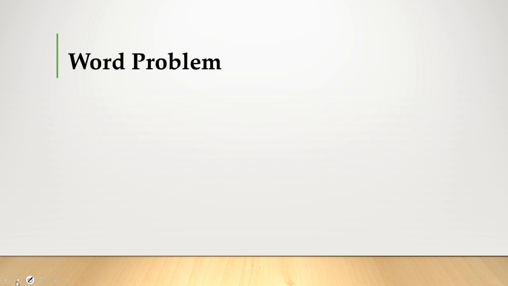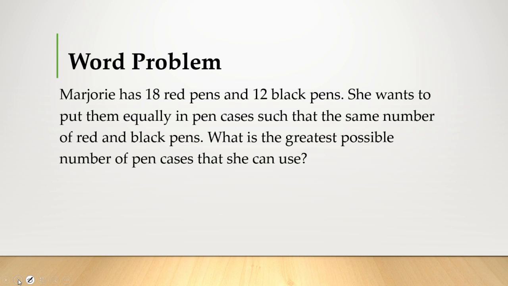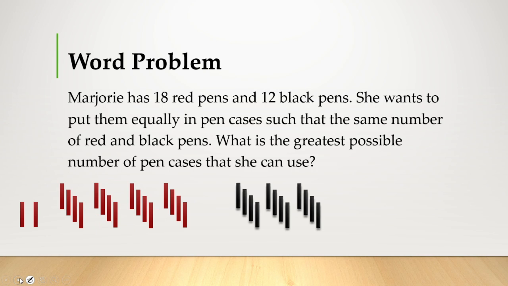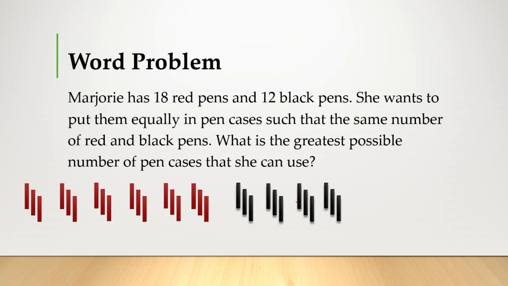Okay? So, let's have a word problem. Yung kanina, let's go back. Marjorie has 18 red pen and 12 black pen. So, if we have 18 red and 12 black, what's the greatest possible number of pen cases that she can use? So, let us separate now. So, pag 4 by 4, sobra. May sobra tayong dalawa. So, pag ginawa natin 3 by 3 and 4, 3 by 3 and 4, so, pare-parehas na ilan? So, let's pair it.